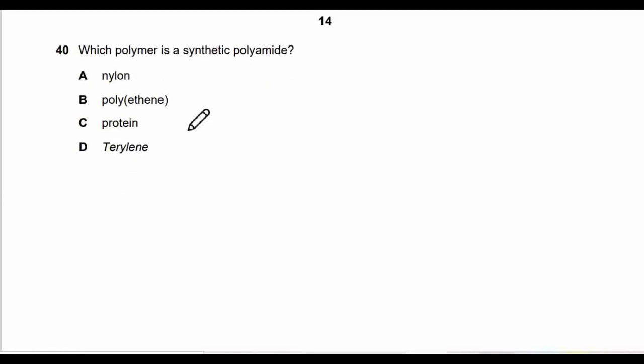Question 40. Which polymer is a synthetic polyamide? Is it polyethylene? Polyethylene is not an amide. Polyethylene is just a polymer from ethylene. Protein is natural, not synthetic. So we have to choose between nylon and terylene. Terylene has the ester linkage. Now nylon is the amide. So the synthetic polyamide will be nylon.